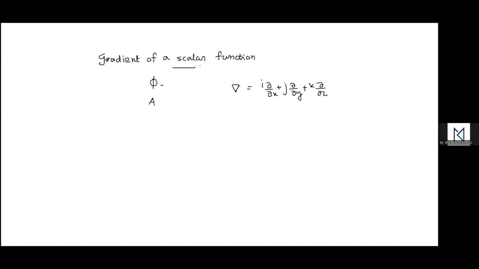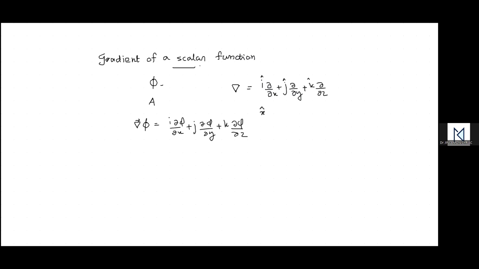Sometimes it may be written as x cap, because the unit vector in the direction of x, the unit vector in the direction of y, and the unit vector in the direction of z. So the gradient of the scalar function, or the scalar potential phi, is represented by del of phi. So del is a vector quantity, phi is a scalar quantity. We can write it as i into dou phi by dou x plus j into dou phi by dou y plus k into dou phi by dou z.